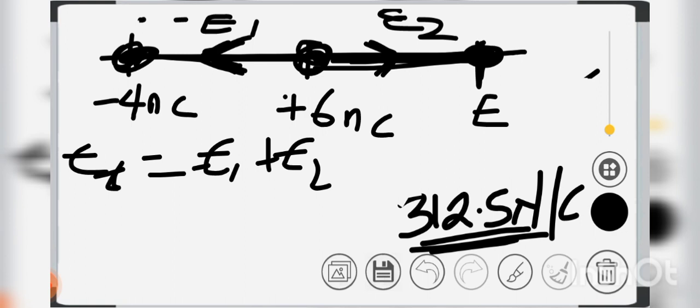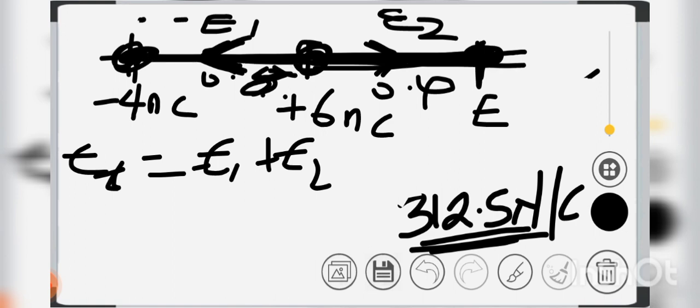Then the next thing we're going to do is calculate the value of E1, which is KQ over the distance squared. From here to here is 0.8. What will you add to 0.8 to make the full distance, which is 1.2? 0.4. Or just remove 0.8 from the full distance, which is 1.2, that's 0.4. So between 6 and E now is 0.4. Between minus 4 and E is already 1.2.